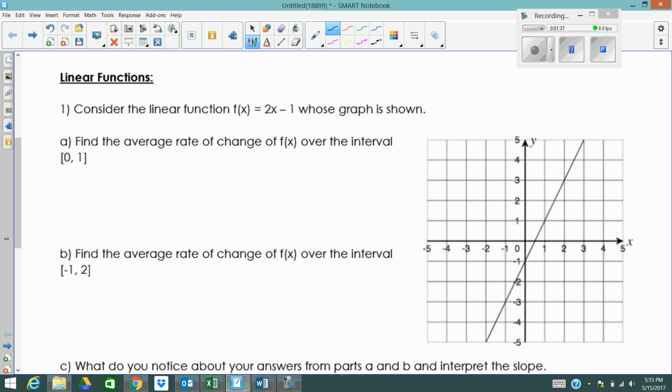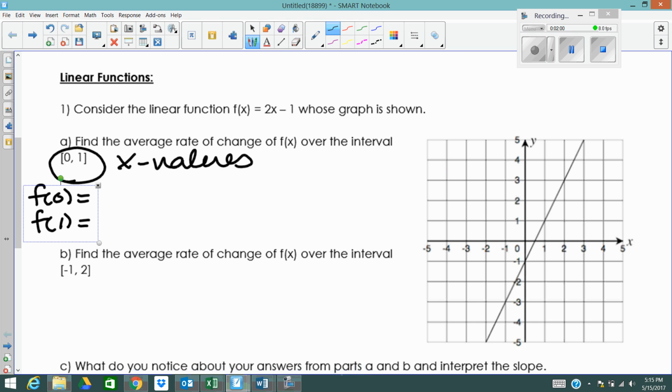Consider the linear function f of x equals 2x minus 1, whose graph is shown. Find the average rate of change over the interval of 0 and 1. Now remember, interval notation refers to just the x values. We have to figure out what the function value is for those x values. Given a function, f of x equals 2x minus 1, we can just substitute in 0 and 1, but we're also given a graph, so we can also tell from the graph when x is 0, the value of our function is negative 1, and when x is 1, the value of our function is 1.